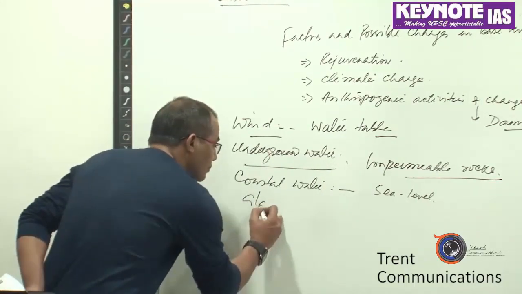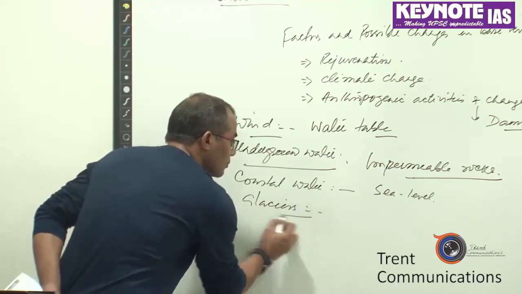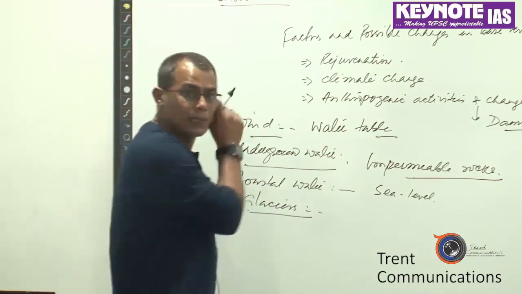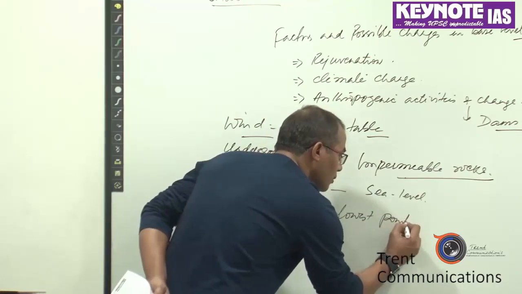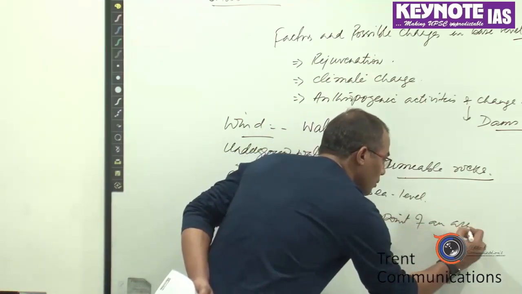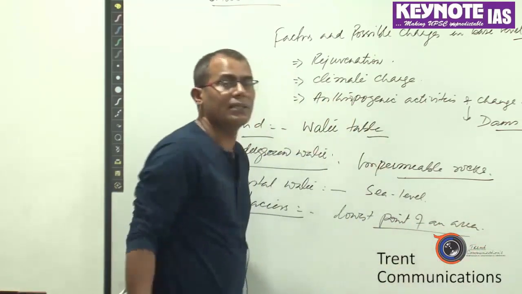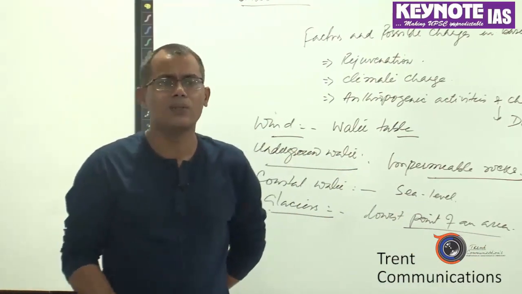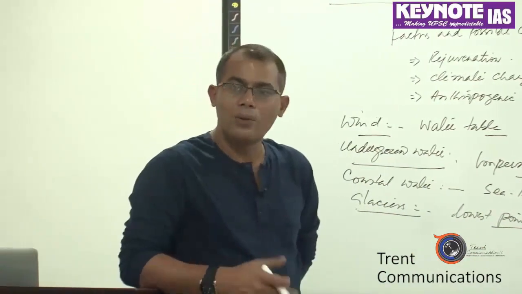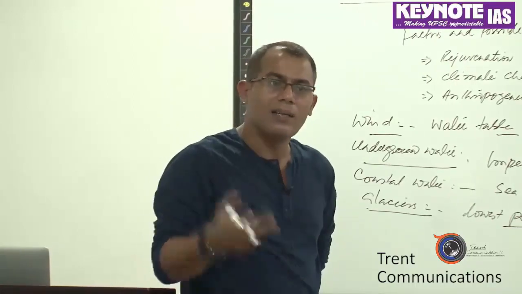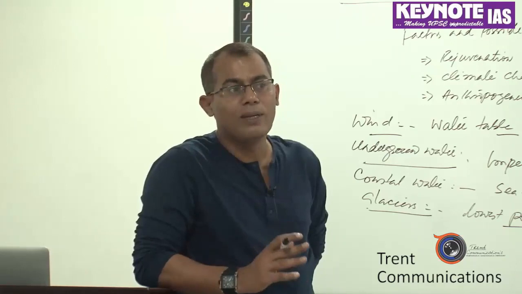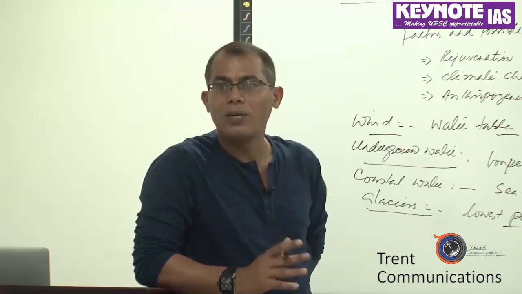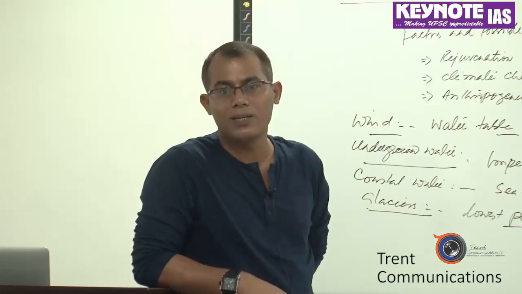Glaciers: the lowest point of an area wherever glaciers are found. It has nothing to do with sea level. The lowest point may be lower than sea level, and the glacier will keep on eroding, because its physical movement has to be guaranteed for its erosional activity to continue.